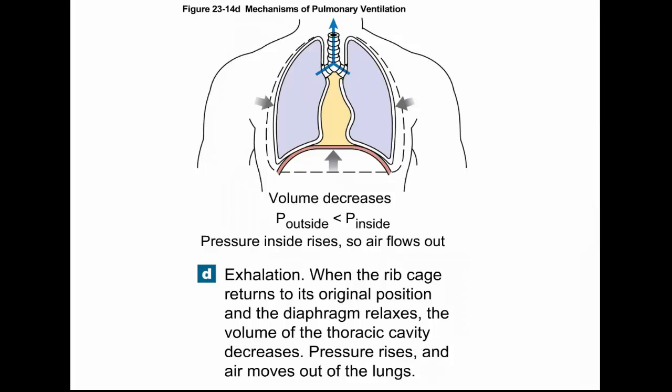The opposite happens with exhalation. Here the diaphragm relaxes and moves up, the rib cage moves down, and the volume inside the thoracic cavity decreases. That means that the pressure inside the thoracic cavity is now greater than it is outside in the atmosphere. Again, the same rule applies: the air will move from a high pressure to a low pressure. So now air moves out of the lungs and is expired or exhaled back out into the atmosphere.